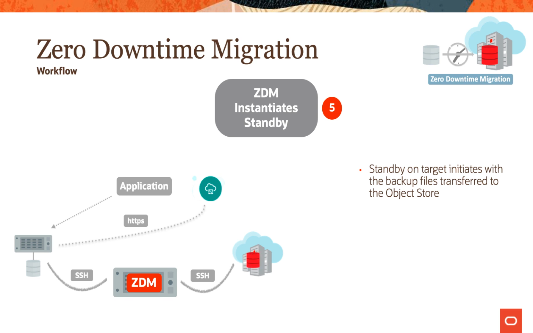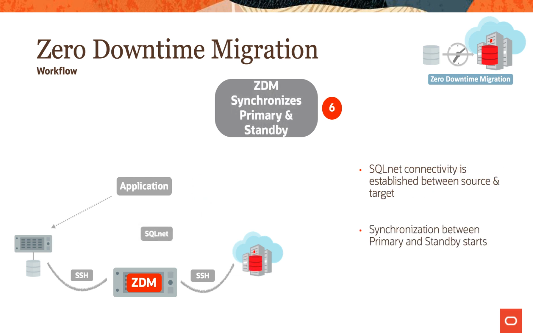Afterwards, ZDM is going to leverage the transferred files, and it has instantiated the standby database on the target platform, which is basically built on Oracle Cloud Infrastructure. Once the standby database comes up, ZDM will try to synchronize primary as well as standby. It basically uses SQL*Net connectivity between source as well as target, and it does the synchronization between primary and standby databases using Data Guard technologies.